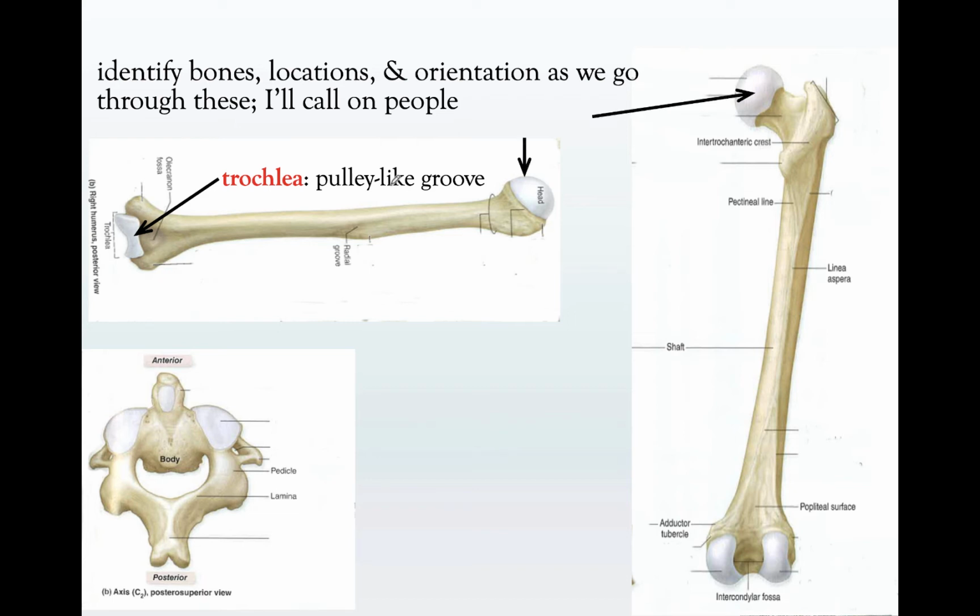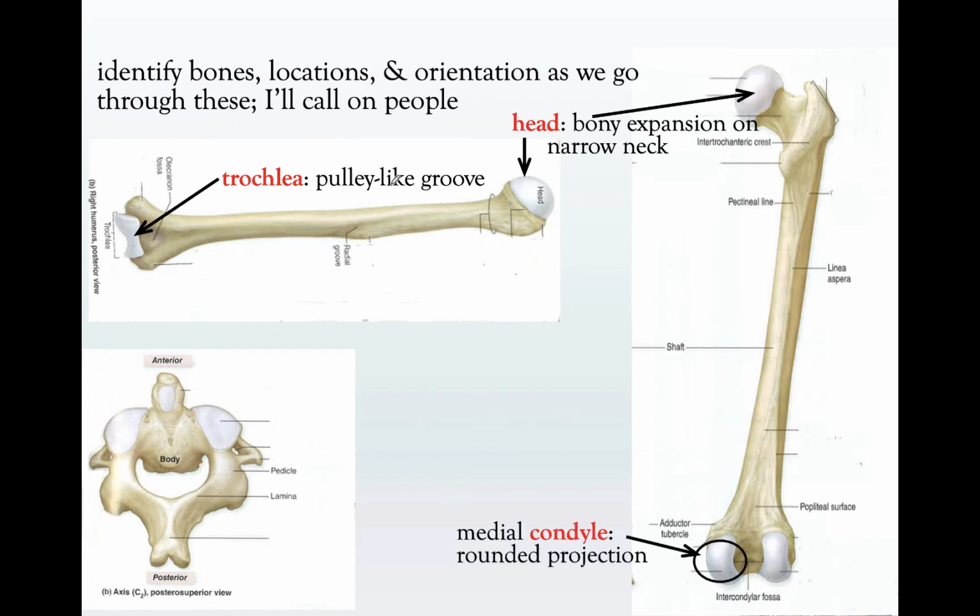Then long bones also have what we refer to as the head. This is a bony expansion on a somewhat narrower neck. The neck isn't always narrow, but it usually is narrower than the head would be. Down here we have what's called a condyle, and since it's more towards the midline, it's a medial condyle. A condyle is kind of a rounded projection.